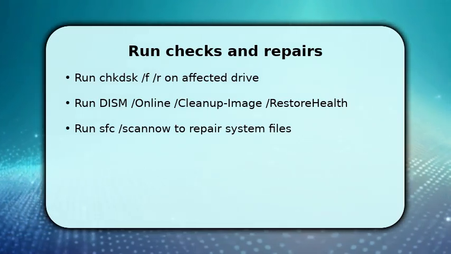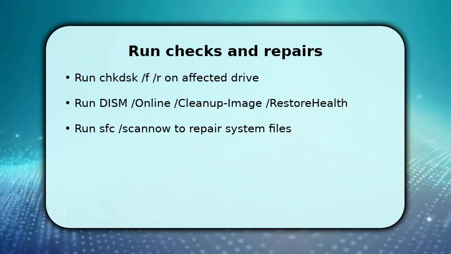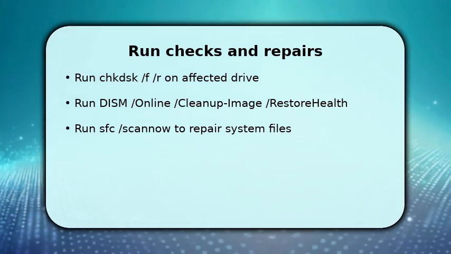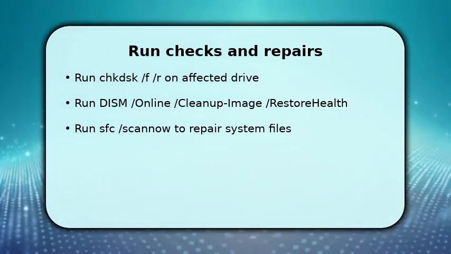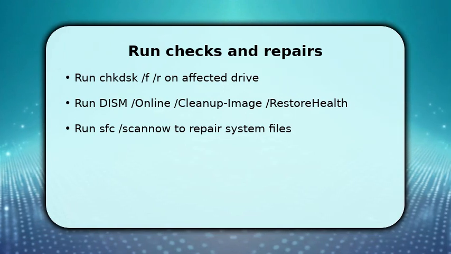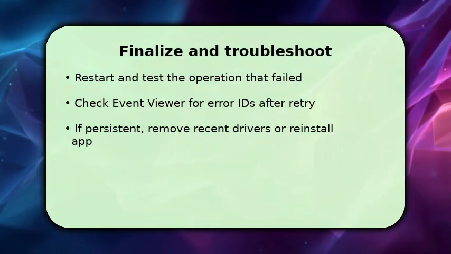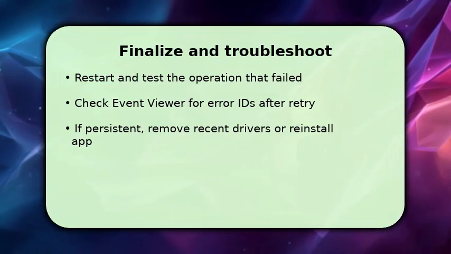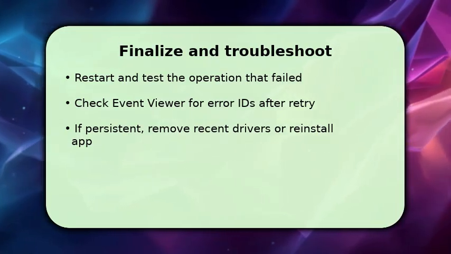Once dism finishes, run sfc /scannow to replace damaged system files. These tools work together. chkdsk fixes disk level problems, dism repairs the Windows image. Finish by restarting Windows and reproducing the original task to confirm the parameter is incorrect error is resolved.